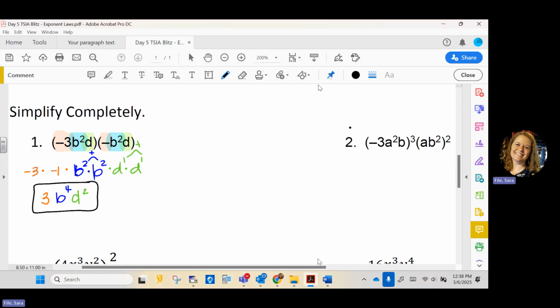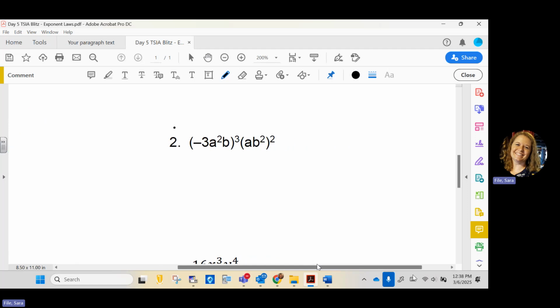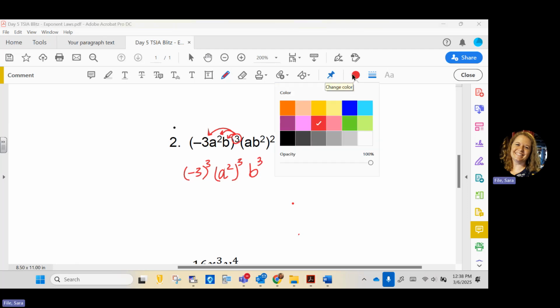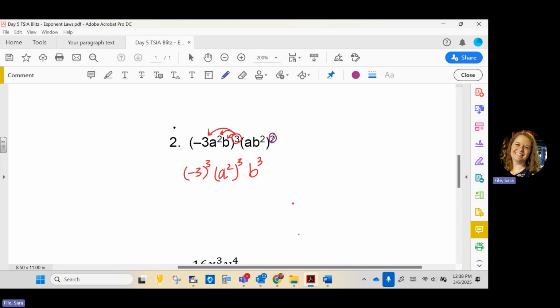Okay, so in number 2, it starts to look similar at first, but then you see these exponents outside the parentheses. So that means that this exponent is going to go to all 3 of these bases in here. So this -3 is going to be cubed. This A squared is going to be, not squared, cubed. And this B is going to be cubed. Same thing over here with this power outside an exponent. It's going to go to both bases. The A is going to be squared and the B squared is going to be squared.